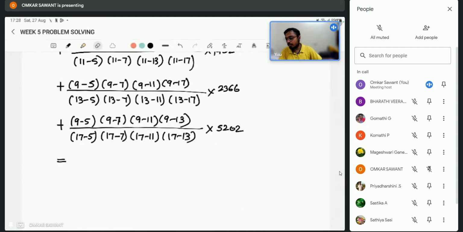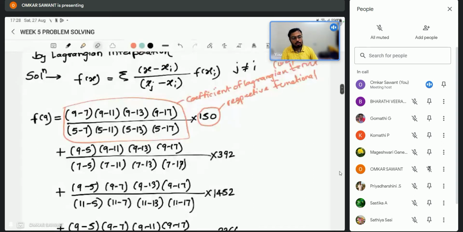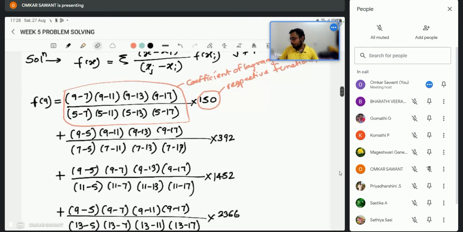First, you calculate the first term. What is the first term calculation? What did you get? You can tell me in the fraction. Let me give time. I'm bringing my calculator. What is the first term? What is the first term we got?